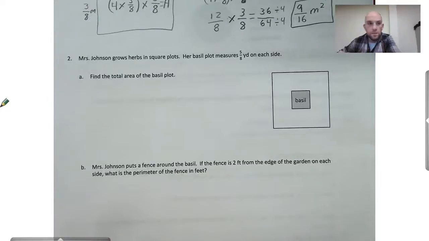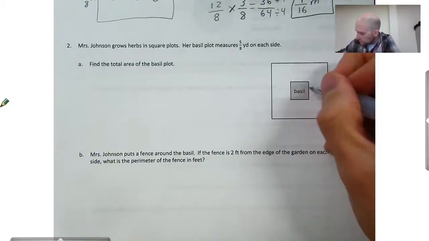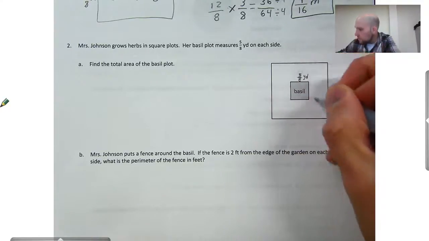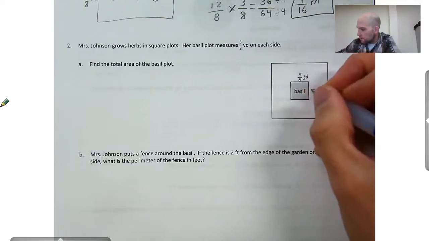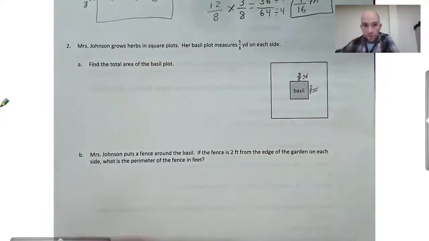Number 2 says Mrs. Johnson grows herbs in square plots. So like plots of land. Her basil plot measures 5/8 yard, 5/8 of a yard on each side. Find the total area of the basil plot. So this will be 5/8 of a yard. And this side is 5/8 of a yard. So I'm just going to multiply those two together to find the area.